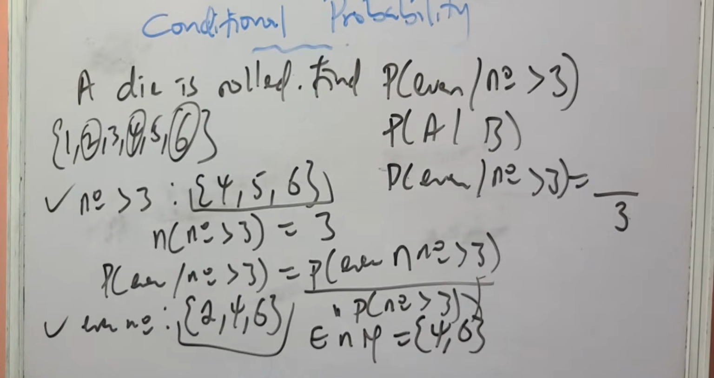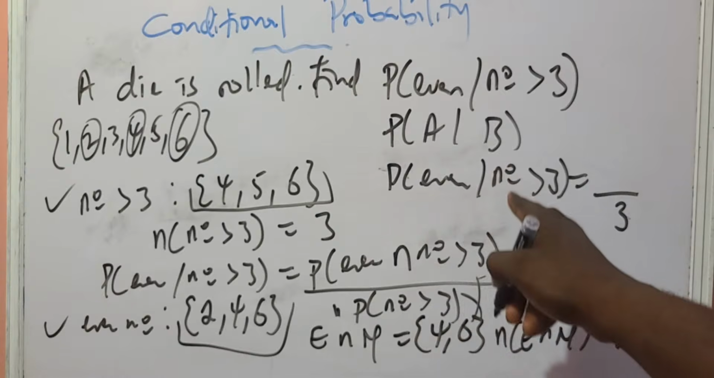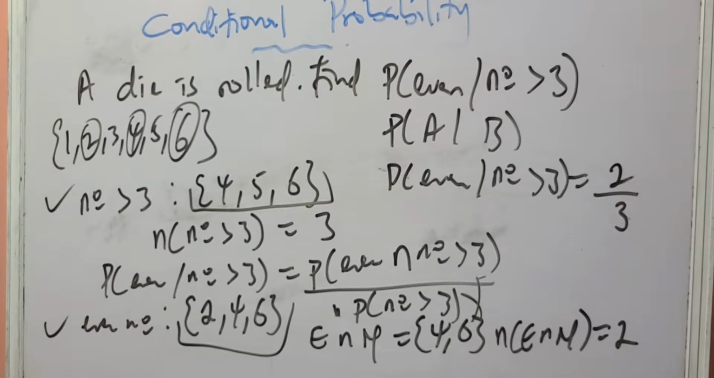So obviously, the number of elements in this intersection is what? 2. So obviously now, my probability of even given number greater than 3 will be 2 over 3. Guys, is it making sense? Let me come over this one more time just so that we can use this to press the point much deeper. All right? Now, look at something going on here.